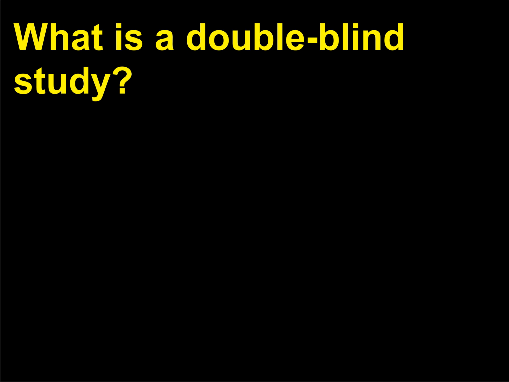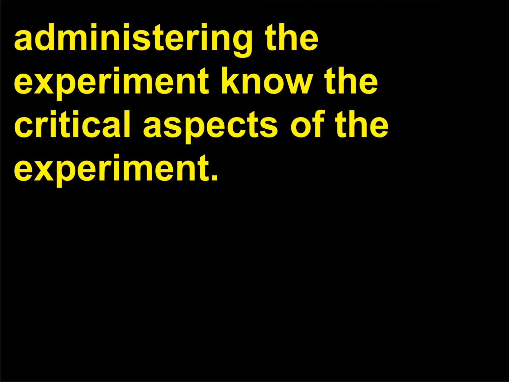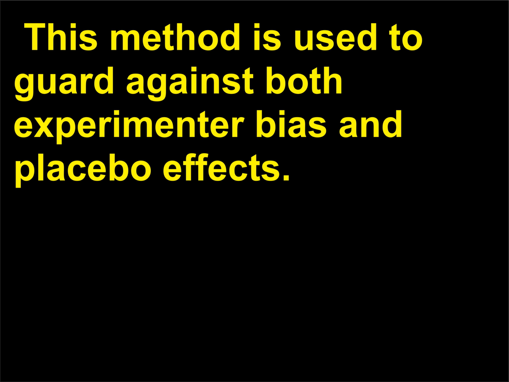What is a double-blind study? In a double-blind study, neither the subjects of the experiment nor the persons administering the experiment know the critical aspects of the experiment. This method is used to guard against both experimenter bias and placebo effects.